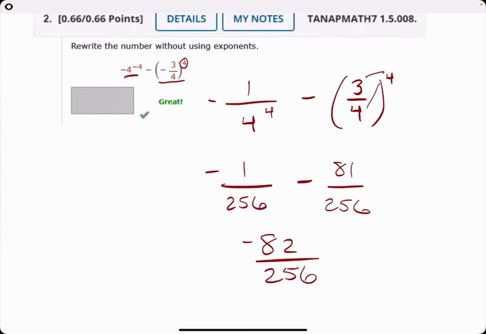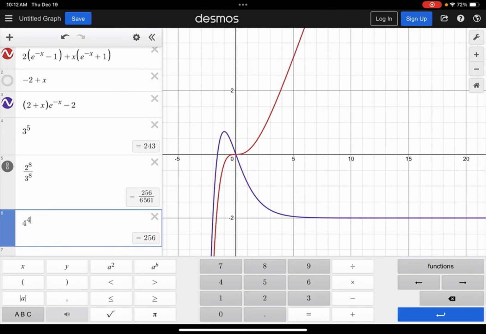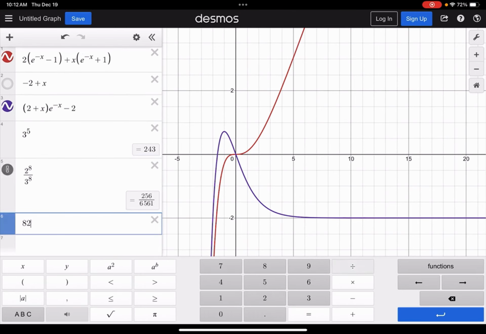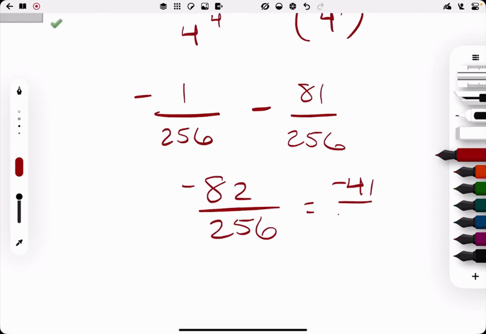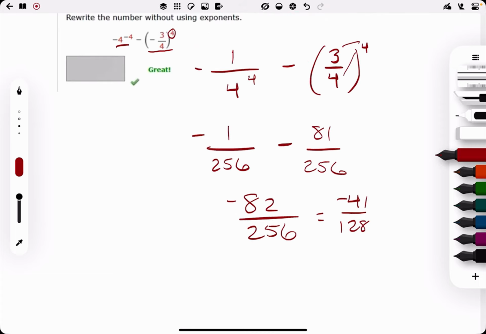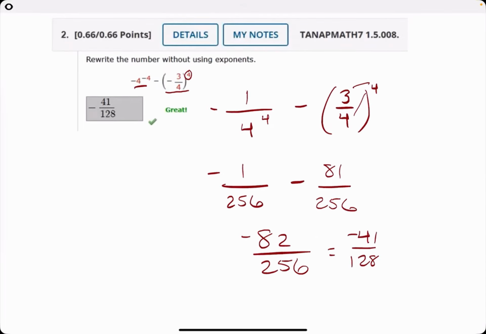Do we have to simplify that? I mean, we could. Let's divide 82 by 2. Get 41. Well, I guess I knew that. And then 256 by 2, we get 128. And then probably not reducible, so let's see what they think about that. Looks good to me.